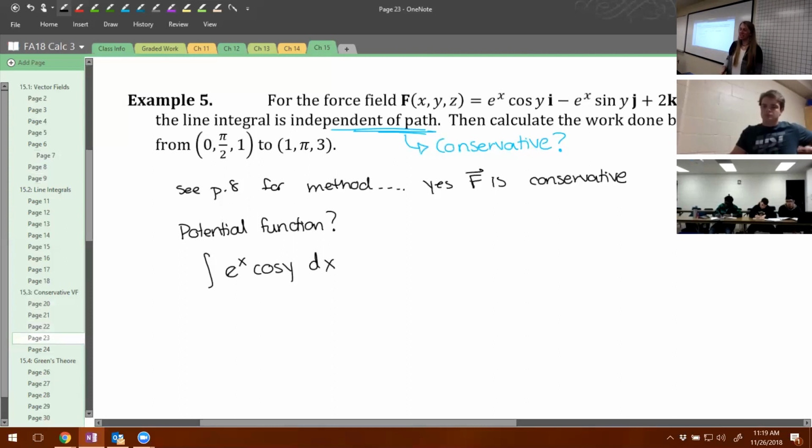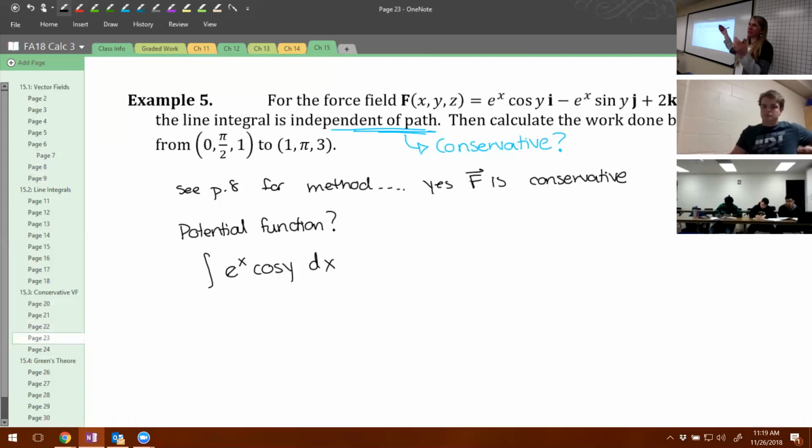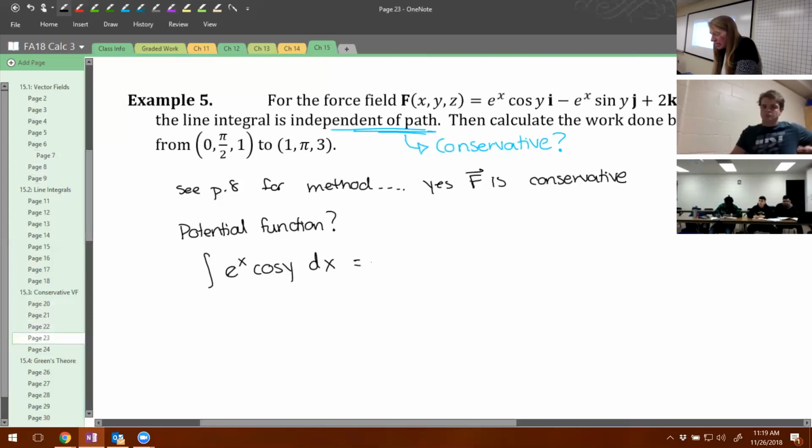Okay. Because we kind of skipped over the conservative part, but this is conservative. It is a gradient of something. So now we're going to undo that gradient process. We're going to work back to the original function. So we have the antiderivative with respect to x, which means cosine of y is a constant, and the antiderivative of e^x dx is just itself. So cosine of y e^x plus some c. And if we do that for all three of those parts, so negative e^x sine of y with respect to y, what do we get for that one?